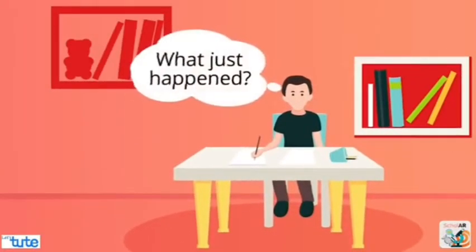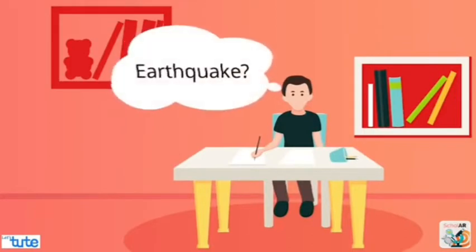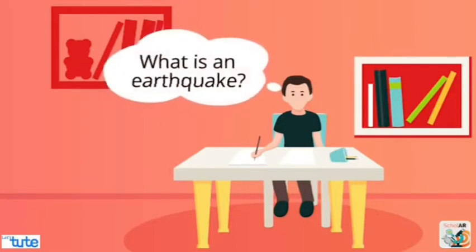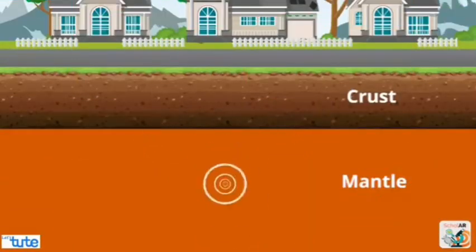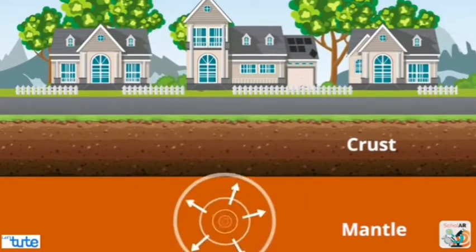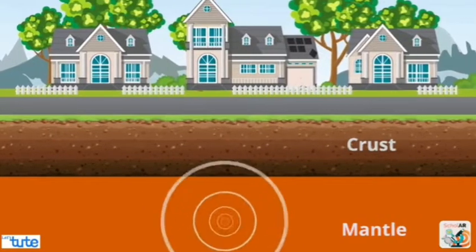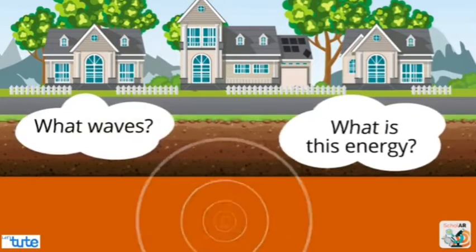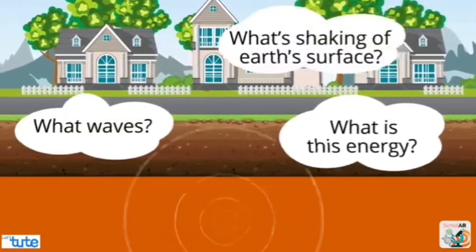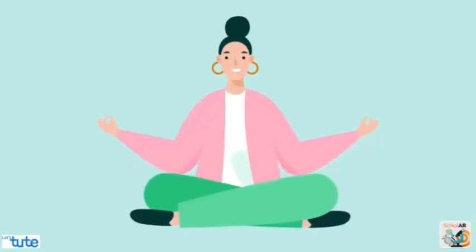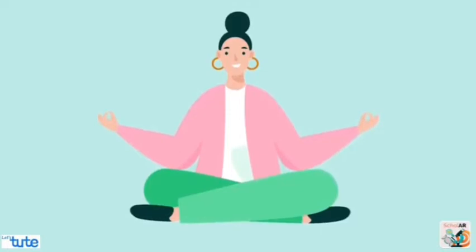What just happened? Did we just experience an earthquake? But why does this happen and what exactly is an earthquake? Earthquakes are caused by the release of energy that generates waves which travel in all directions, causing the shaking of Earth's surface. What exactly is this energy? What waves? What's shaking of Earth's surface? This is so complicated. Well, calm down. Let me explain everything in a simple and detailed manner.